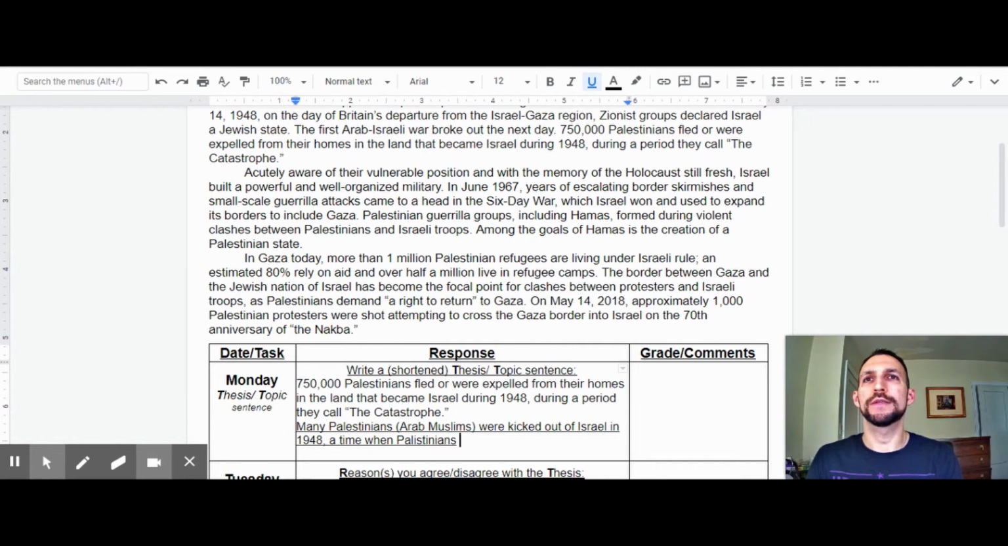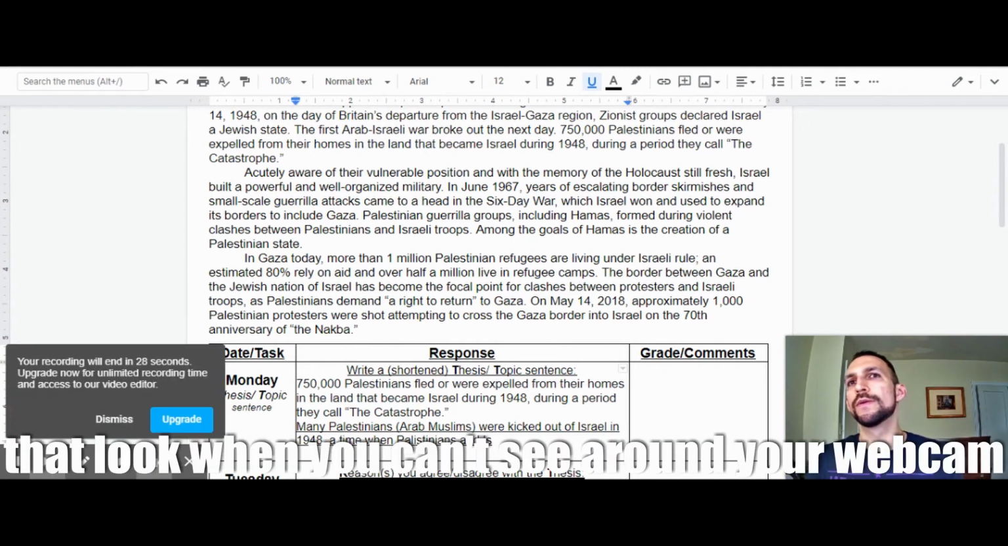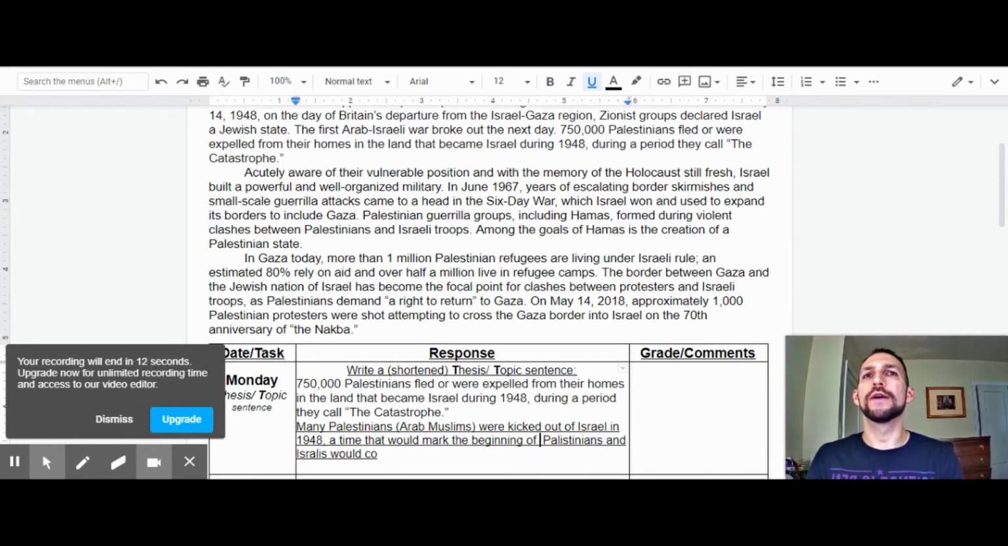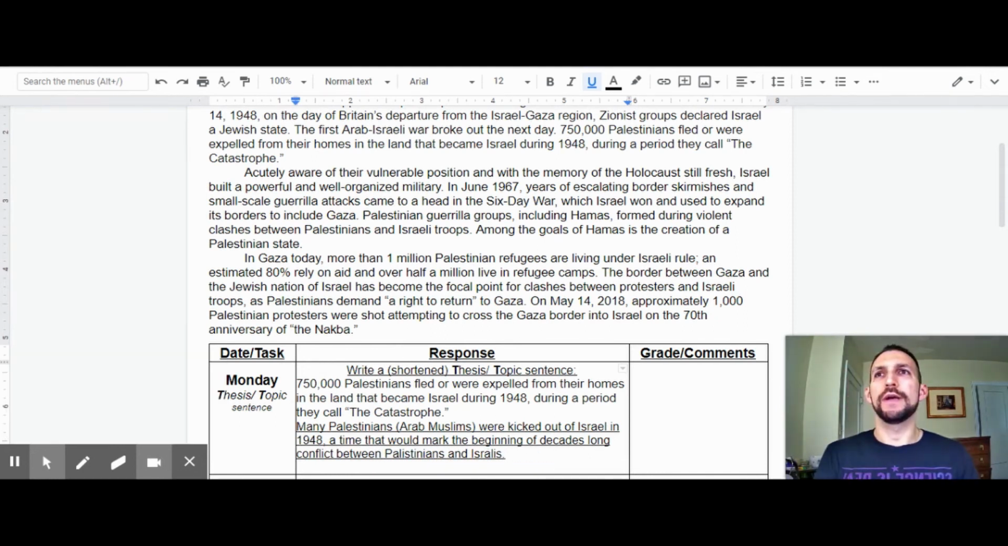Palestinians and Israelis would, a time when, how about that would mark the beginning of a decades-long conflict between Palestinians and Israelis. That's our version of what we believe is the thesis or topic sentence here.